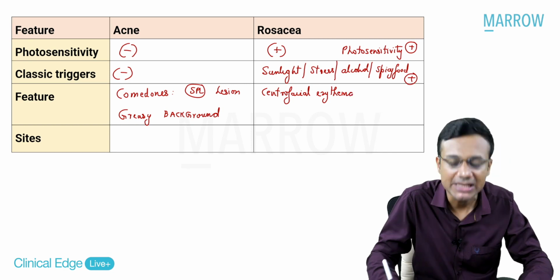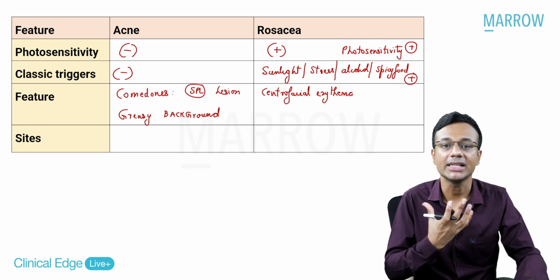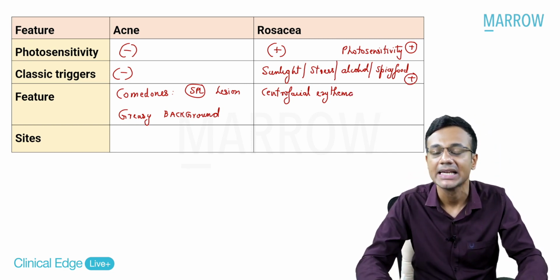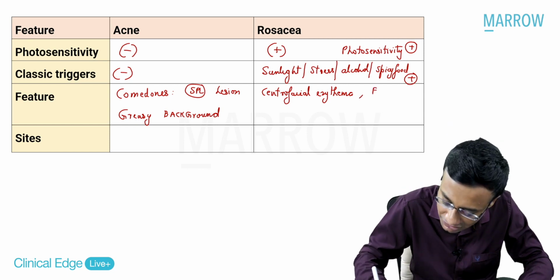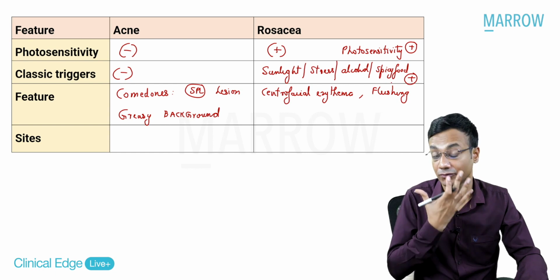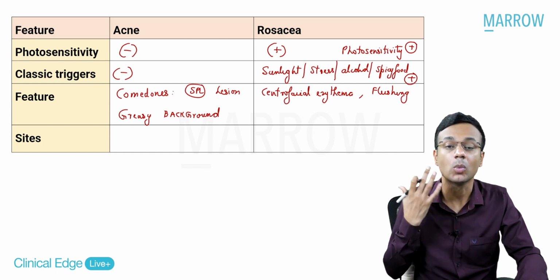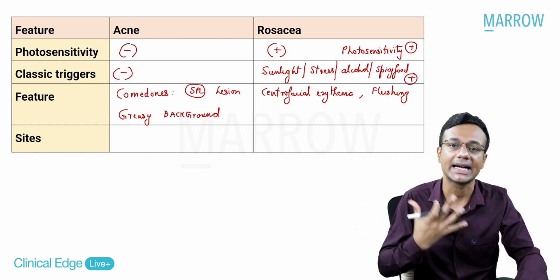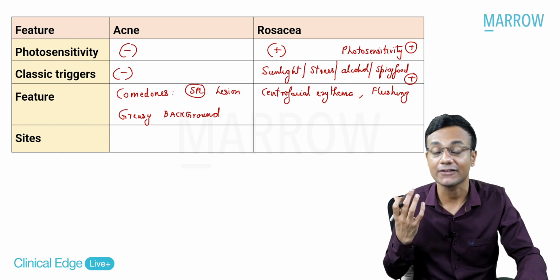That means the patient generally has this redness mainly on the centrofacial aspect of the face. Second important point is flushing. So the patient feels that not only the face is red, it is also feeling warm. So the warmth component gets added to the redness. We're going to be calling it flushing.